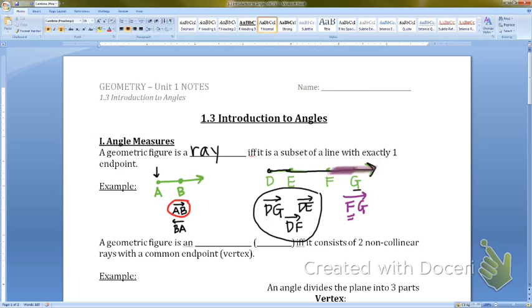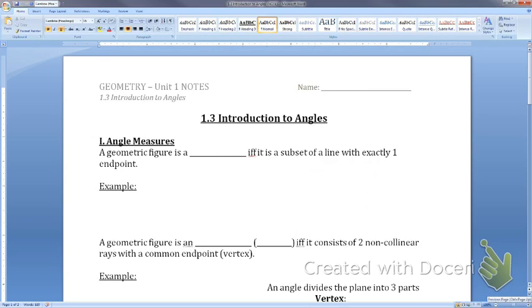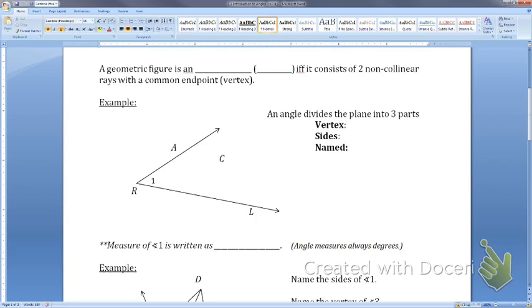Okay, then we will say a geometric figure is an angle. So that's our next blank there. A geometric figure is an angle if and only if it consists of two non-collinear rays with a common endpoint, which is called the vertex. Alright, so there's a couple things we need to talk about. First of all, this is the symbol for an angle. So it's kind of like a less than sign with an arc through it.